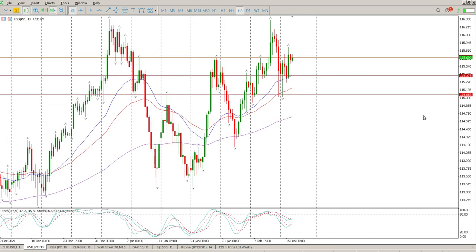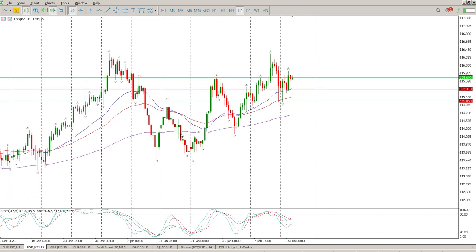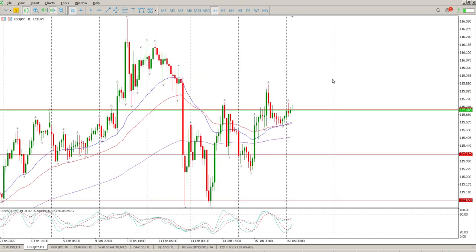US dollar, Japanese yen obviously is the converse of that. So looking for longs here. And the line in the sand is right over here at 115.698. So we drop down to the 1 hour.